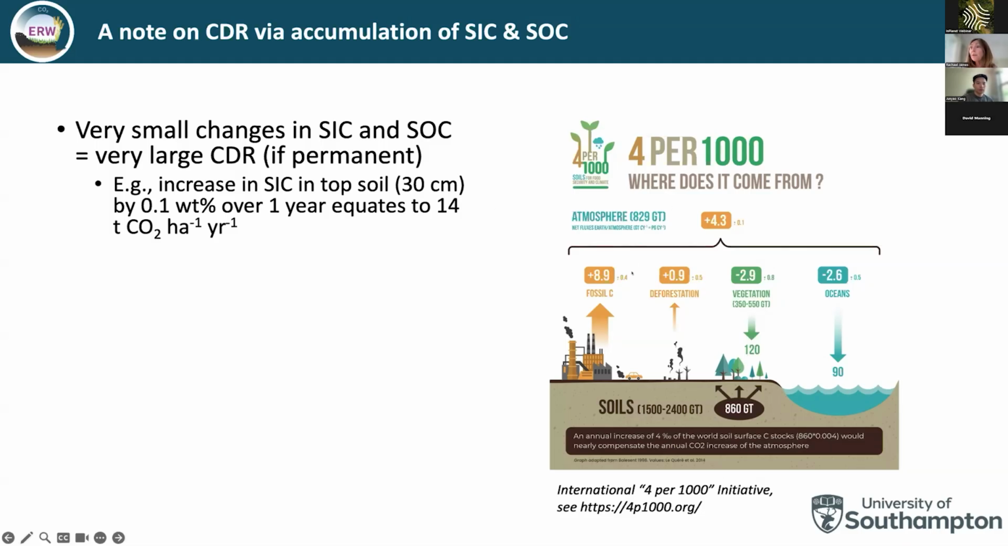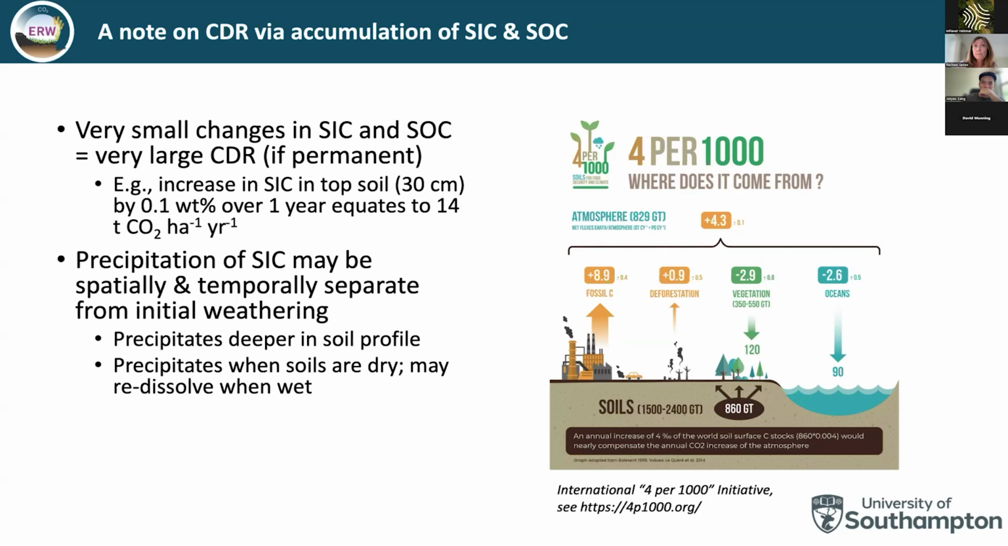And then the 4 per mil initiative, the idea behind this is that if we increase soil organic carbon by 0.4%, that's actually enough to capture all of the anthropogenic carbon dioxide emissions.